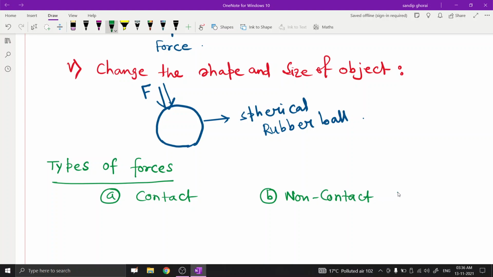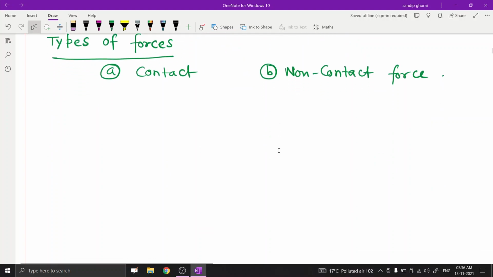So in this case, what is the definition of contact force? In general, forces between two bodies that are in contact. The force that acts between two bodies which are in contact is called contact force. And when the force acts between two bodies with no contact between them, then the force is called non-contact force.